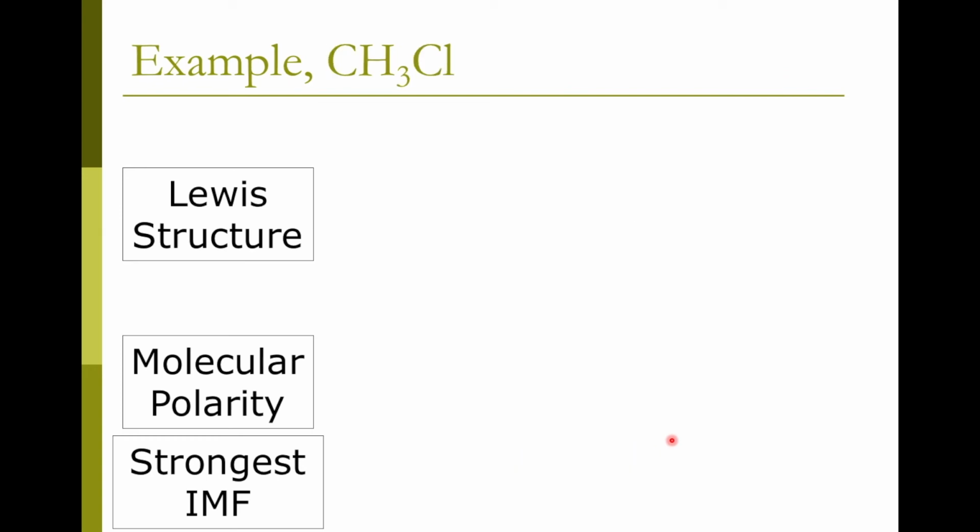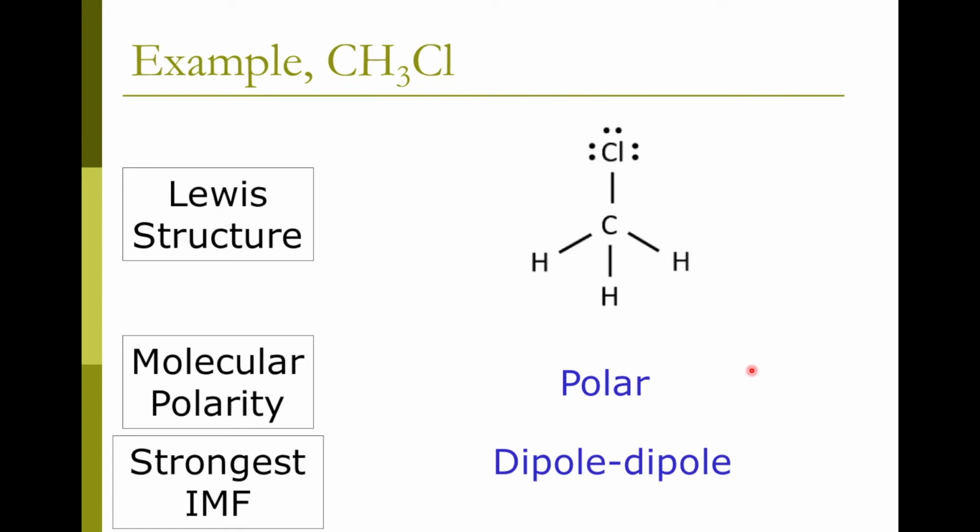So CH3Cl, draw the Lewis structure here. And so that one's going to be polar as well. And we're going to call this one dipole-dipole. There is a polar molecule right here. However, there is no hydrogen bonding taking place.